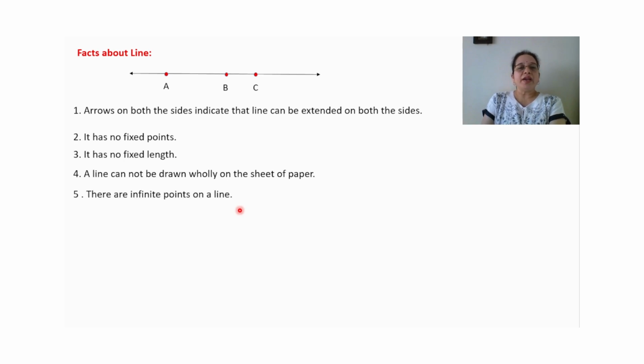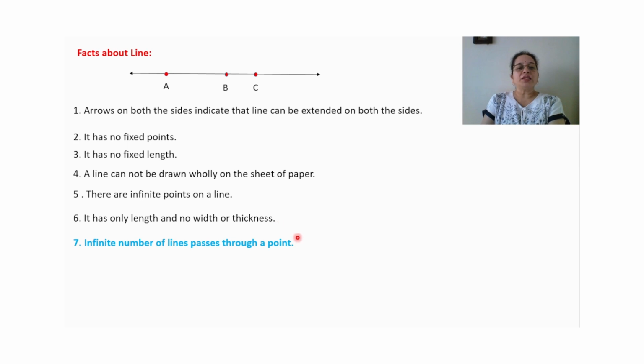There are infinite points on a line. Here I have taken only 3 points, but there are infinite points on a line. It has only length, no width or no thickness. Here you can see that only length, no width, no thickness.